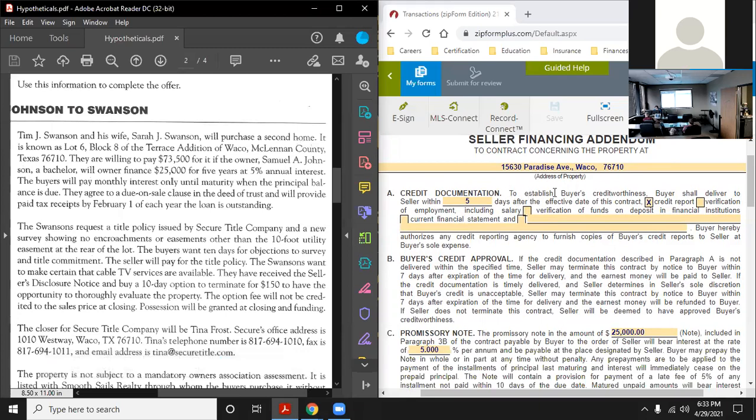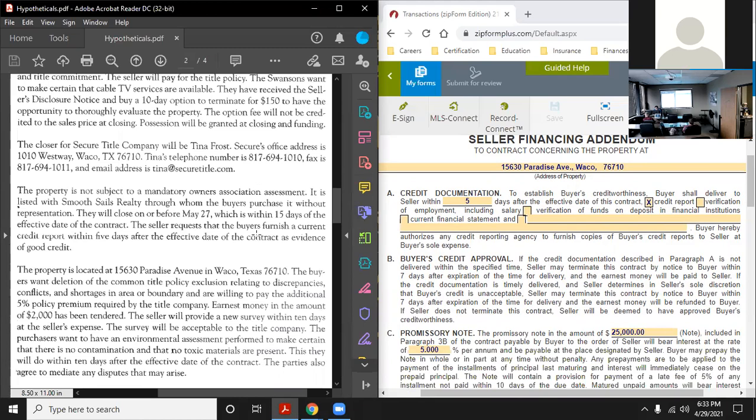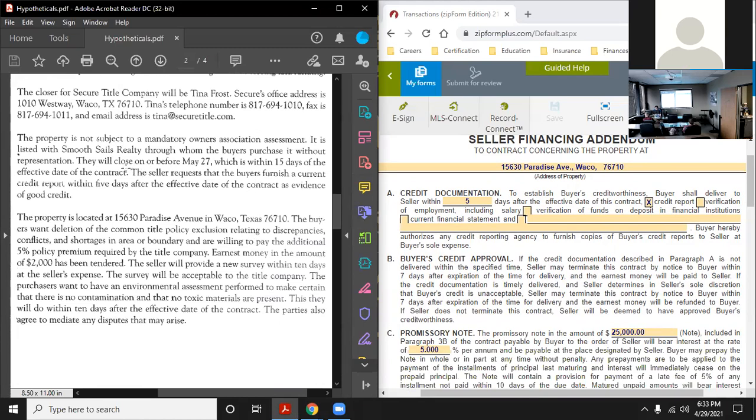But what it did say is that to establish buyer creditworthiness, the seller requested the buyers furnish a current credit report within 5 days after the effective date. So within 5 days, they have to give them a credit report to prove creditworthiness. While they might not have the exact credit limit that lenders would have, a seller would still want to know that you don't have a 250 credit score and you're just going to run away. They still want to know that you have at least an okay credit score. They might just not have the same requirements that a lender or a bank would have.